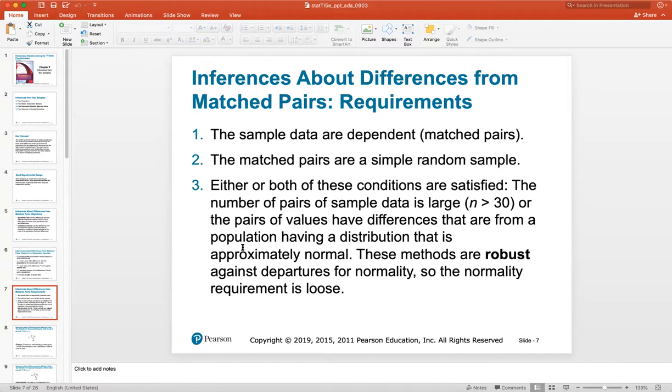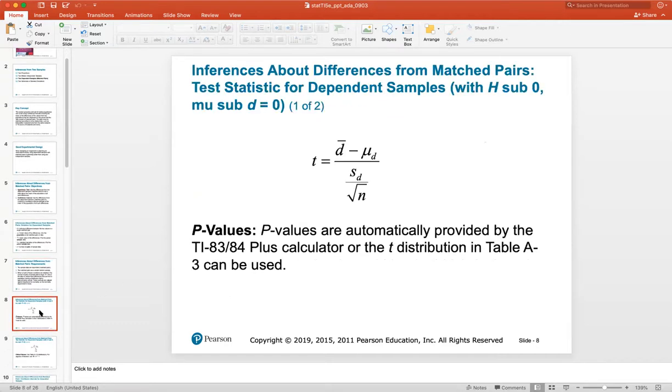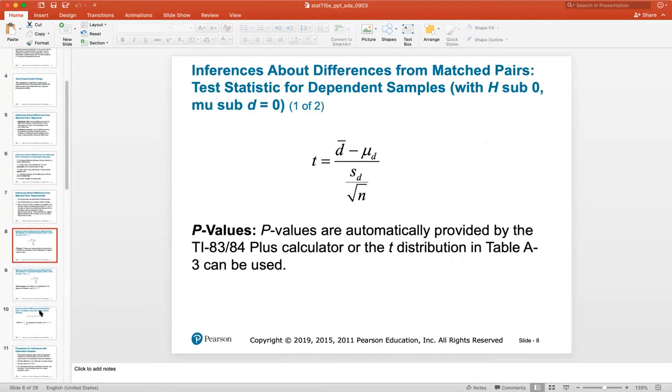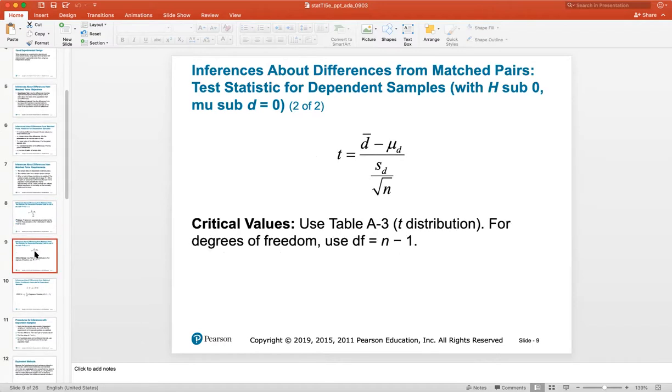And then here's the third requirement: the sample obtained by taking the difference between two values from the dependent matched pairs must be normally distributed. Since we do not know the population standard deviations, we're going to use the t-distribution. So we're going to find the test statistic for the hypothesis test.